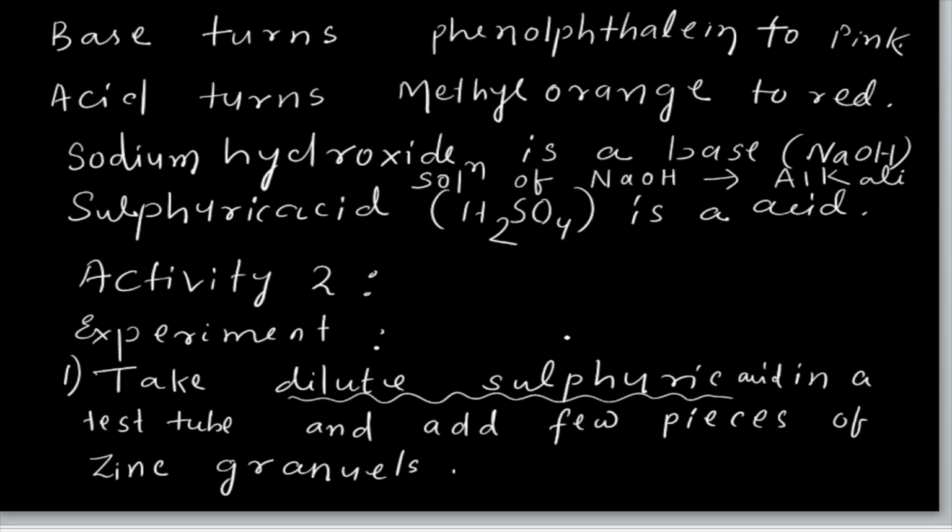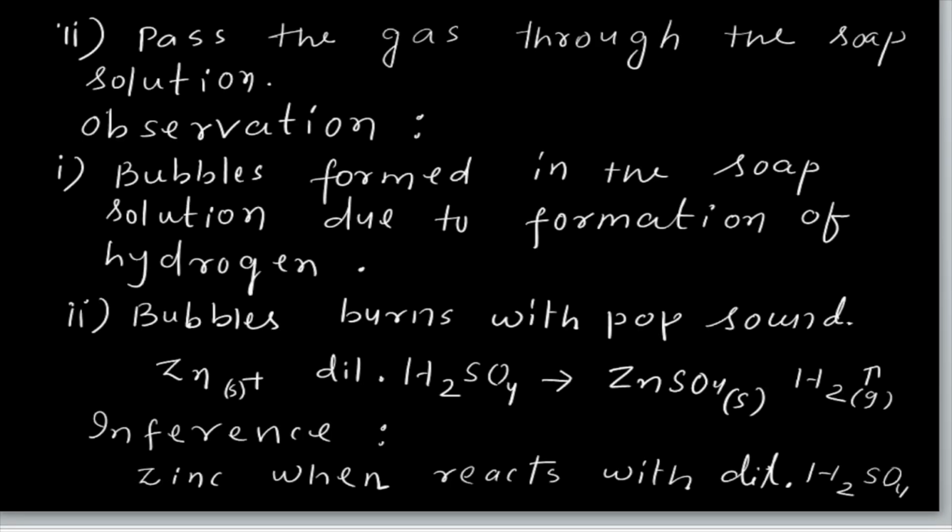And here, what is written on the reagent bottle? It is like this: DIL dot H2SO4 on the upper part of the reagent bottle. You can find dilute H2SO4 and add a few pieces of zinc granules. Then what to do? In a test tube you take dilute sulfuric acid, and after that a few pieces of granules, that means solid zinc, metal zinc, you will add.